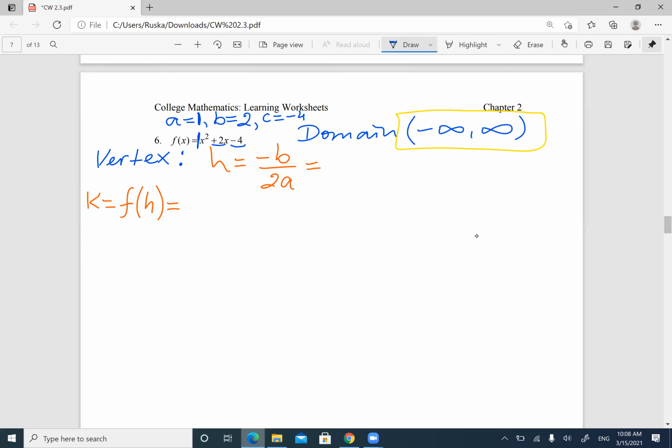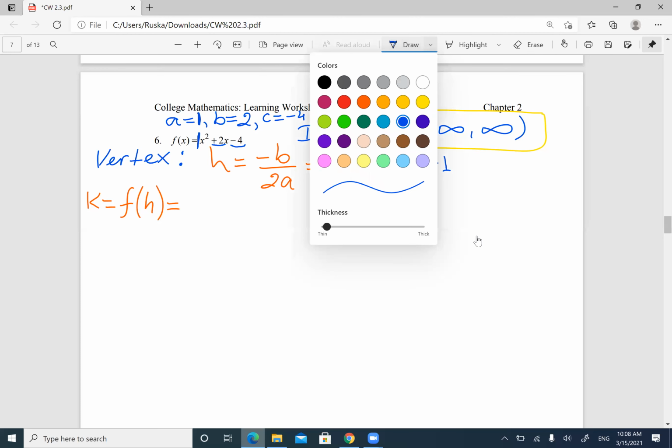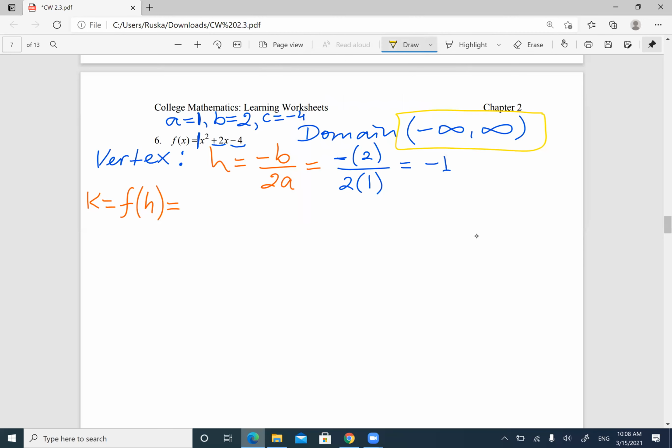Okay? So we have a, b, and c, the same way you solve a quadratic equation with the formula. In front of x squared is a, in front of x is b, and the number with no x is c. Then we plug a, b, and c into the formula. So I have negative b, which is 2, over 2 times a, which is 1. Simplify this, and that's negative 1. So h is negative 1.